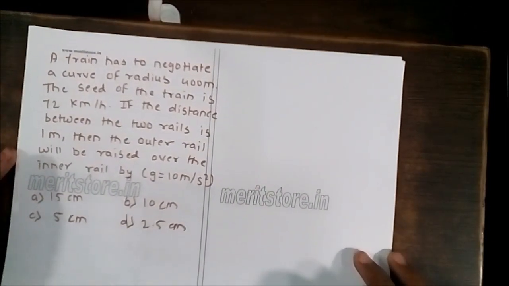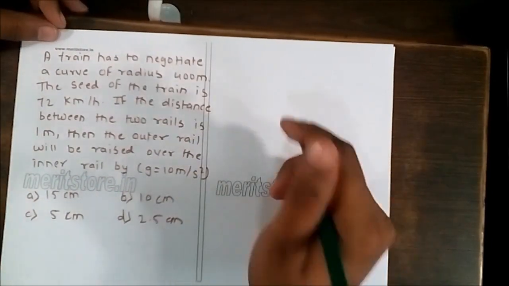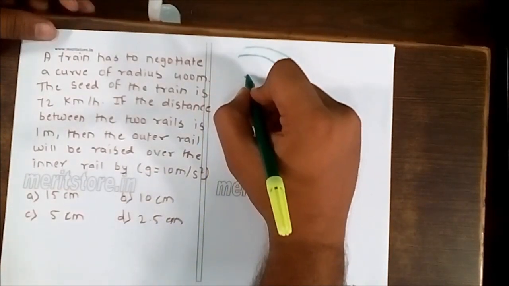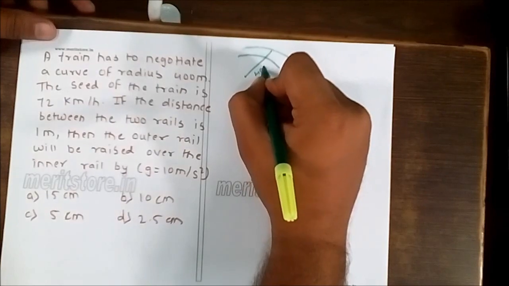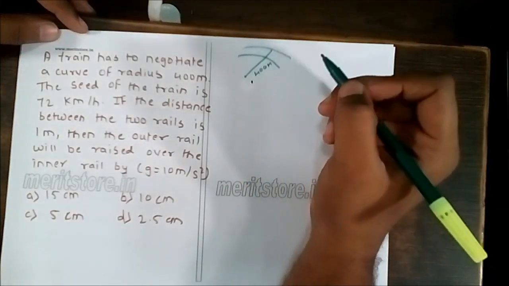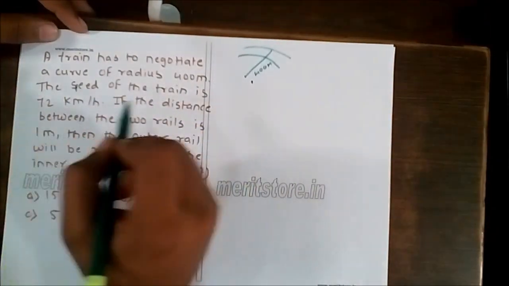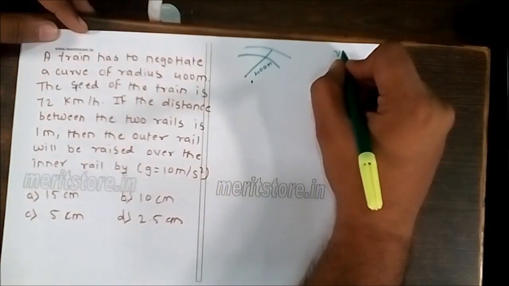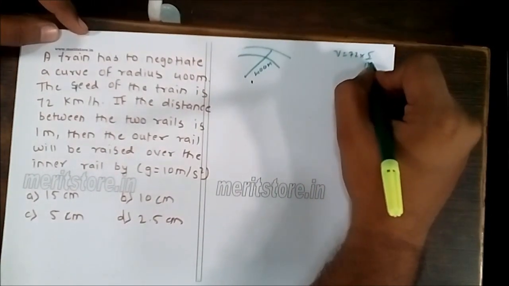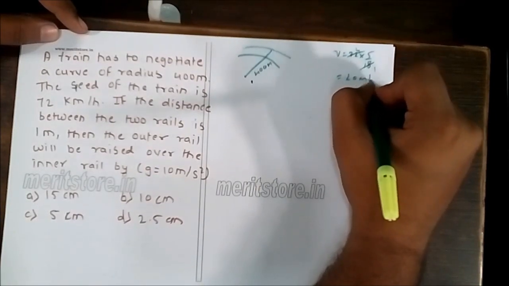Now this is one good question. A train has to negotiate a curve of radius 400 meter. So I'll draw a curve of radius 400 meters. Now the speed of the train is 72 kilometers per hour. So V is 72 into 5 upon 18. So I get 20 meter per second.